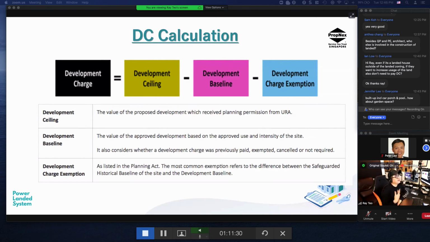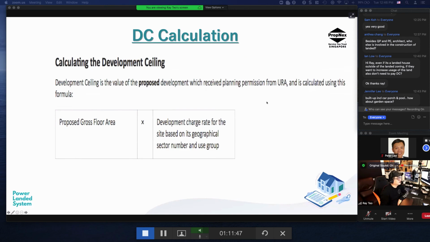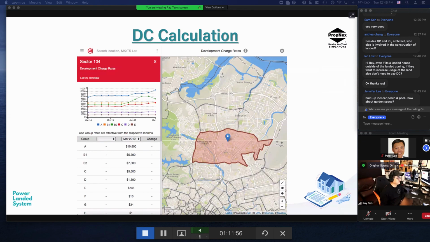We seldom need to. But in case you need to, there's your proposed GFA and your current GFA. Development baseline is your current GFA. Your proposed GFA, minus current GFA, minus development charge exemption. This is the part that you have to buy from URA. So the development charge exemption is what? It is the safeguard historical baseline, which I don't want to teach. No point teaching you. I just show you the theory of DC calculation.